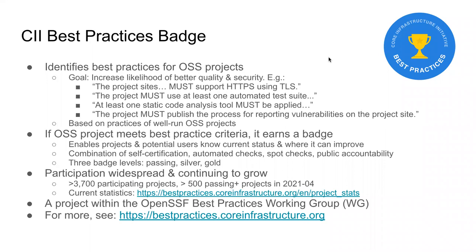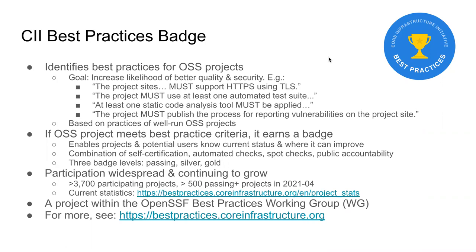So here's an example of some of these criteria. The project sites must support HTTPS. They must use at least one automated test suite. At least one static code analysis tool must be applied. That's a tool that analyzes the code without running it. And the project must publish the process for reporting vulnerabilities, because, you know, even after you do everything, there may still be a vulnerability. Make it as easy as possible for people to report it back to you.